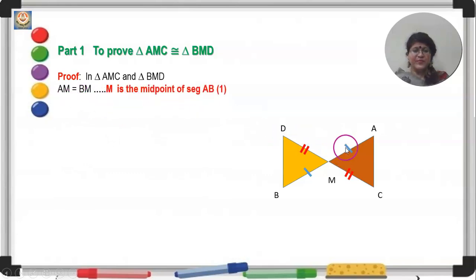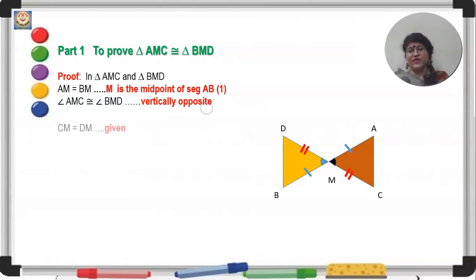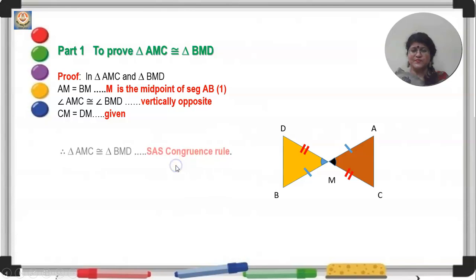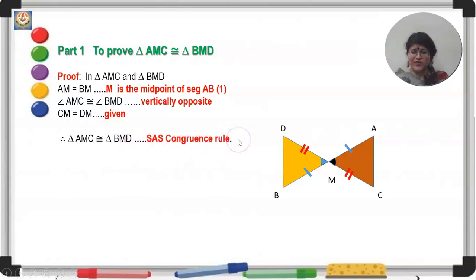AM congruent to BM, shown by this indication in blue. Then look at these two angles. They are congruent because they are vertically opposite angles. So I draw these two angles and mention it out here that these angles are congruent because they are vertically opposite angles. And then the third one, CM equal to DM, it is given. Therefore, the two triangles are congruent by SAS congruence rule. Mention the test of congruency.